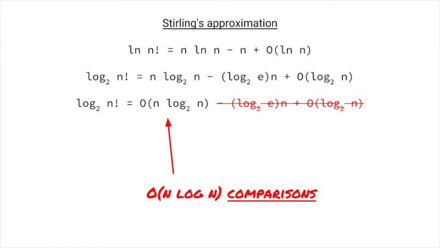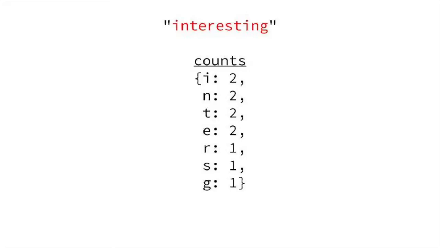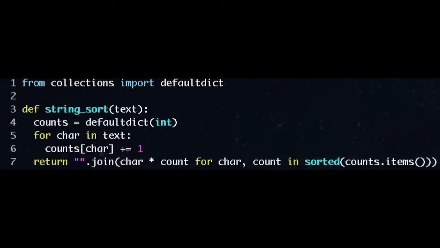But what if we had a kind of sorting where we didn't do comparisons? Welcome to Counting Sort. We go through each element of our string and count it in an auxiliary data structure. At the end, we take the counts and reform the string in sorted order. We don't compare the individual elements directly, allowing us to bypass the O(n log n) limitation at the cost of another limitation. Here's some code.